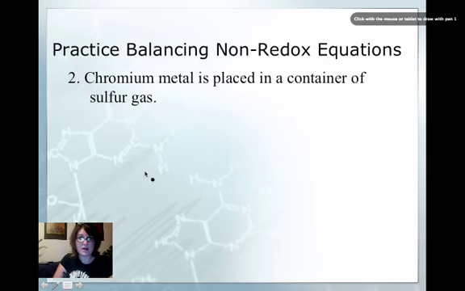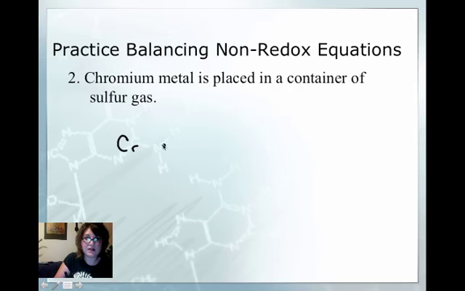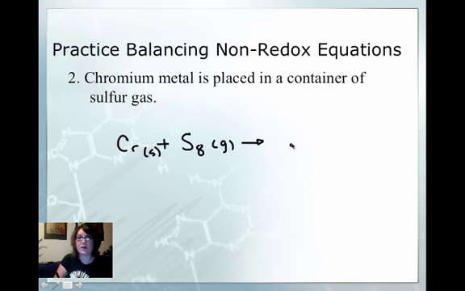Chromium metal, Cr, is placed in a container of sulfur gas. Alright, so it just says sulfur gas. That means it's in elemental form. It's not combined with any other atoms, right? So I would predict here when 2 elements react, it's typically going to be a combination reaction. Identify the type of reaction you have, and that will make it easier to predict the products.